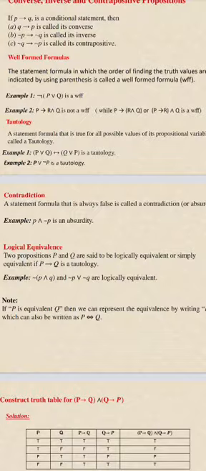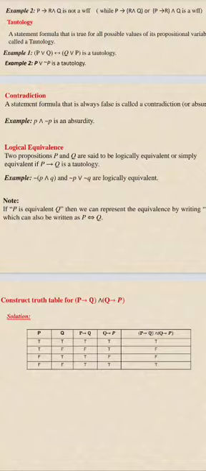Tautology. A statement formula that is true for all possible values of its propositional variables is called a tautology. When all the truth values are true, the proposition is called a tautology. Example 1: P or Q if and only if Q or P is a tautology. Another example: P or not P is a tautology. The final truth value is true, so it is called a tautology statement.